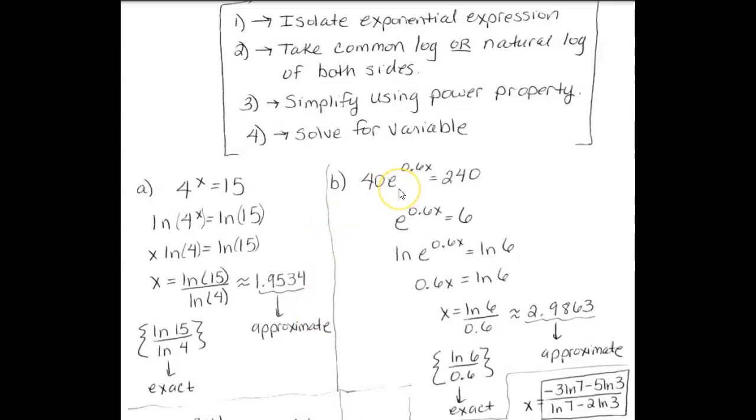Part B was our second example that we saw in the beginning of this section. 40 e to the power 0.6x equals 240. So our steps here say isolate your exponential expression. The exponential expression is the e to the power. So to isolate it, I have to get rid of this 40. So I have to divide both sides by 40. So if I divide the left by 40, I'm just left with e to the 0.6x, and then 240 divided by 40 is 6.